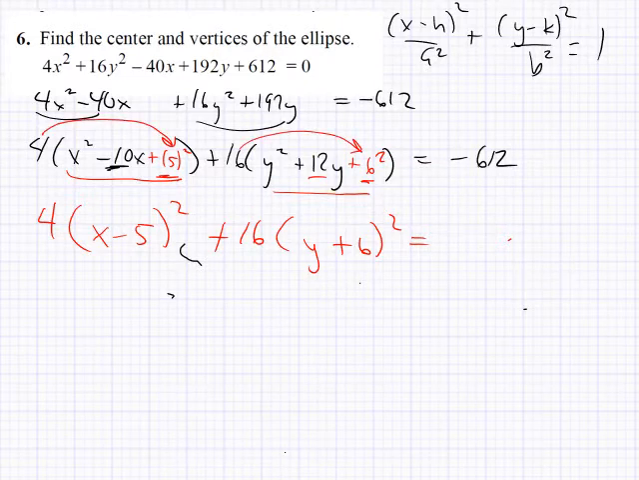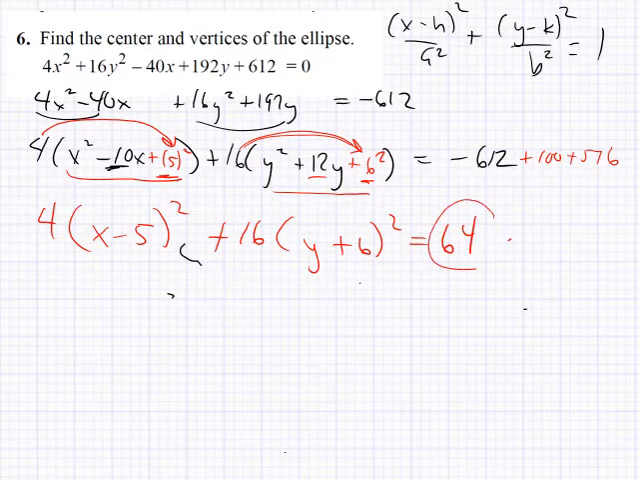So 4 times 25 would give me an extra 100. And 16 times 36 would give me an extra 576. So I have to add those pieces to the other side. So now the other side would be 576 plus 100 minus 612, which would give me 64.